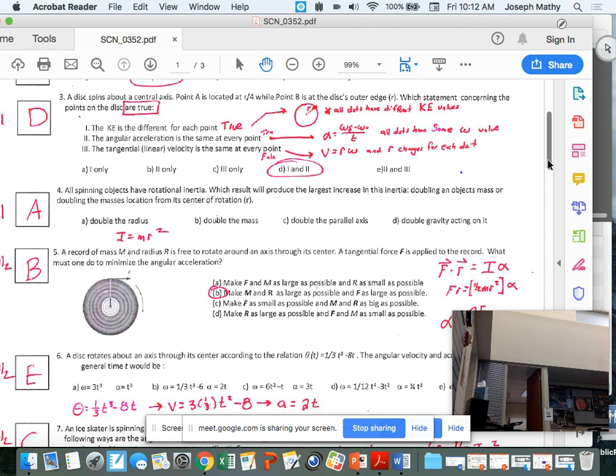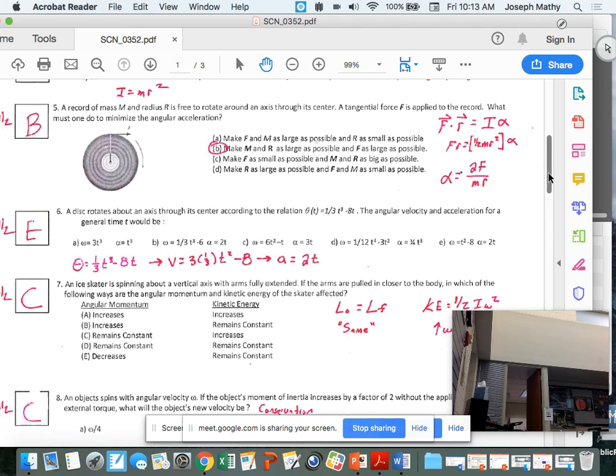Number 4 is pretty easy. All spinning objects conform to mr squared as a base and then go to a 1/2, a third, a fifth, whatever, 2/3, 2/5. If you double an object's mass, what will produce a greater increase in inertia? Do I double this or do I double this? And you knew the answer was that. I think you all might have gotten that right.